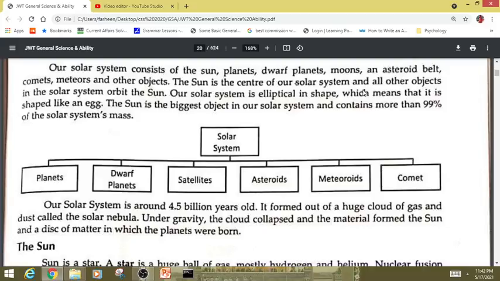Planets, dwarf planets, satellites, asteroids, meteorites, comets. Our solar system is around 4.5 billion years old. It formed out of a huge cloud of gas and dust called the solar nebula. Under gravity, the cloud collapsed and the material formed the sun and a disk of matter in which the planets were born.